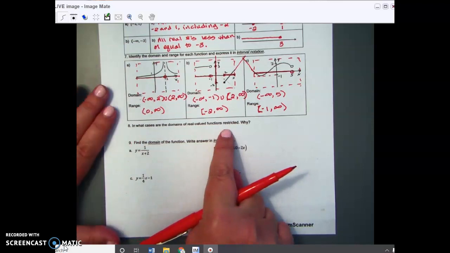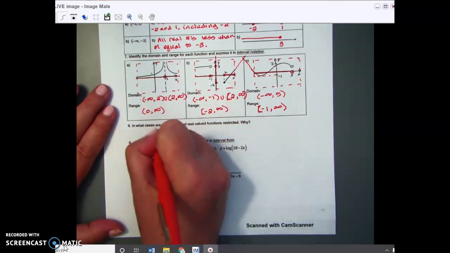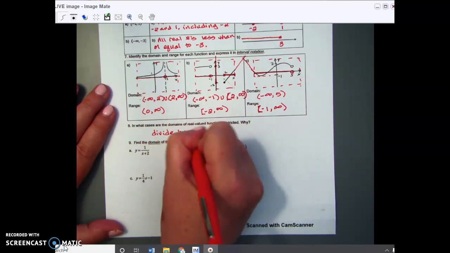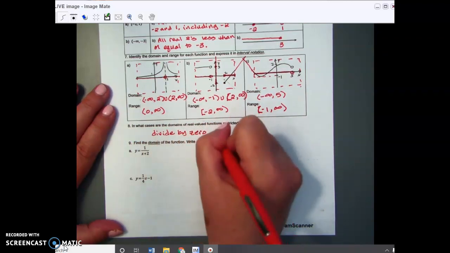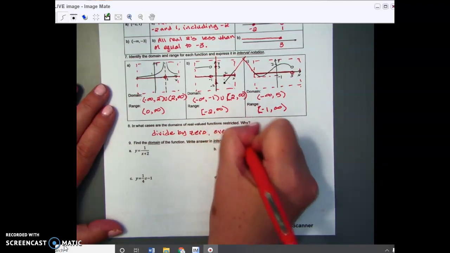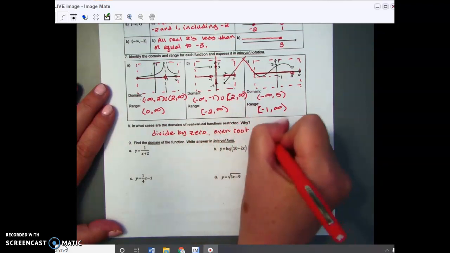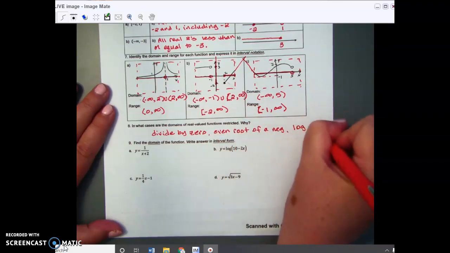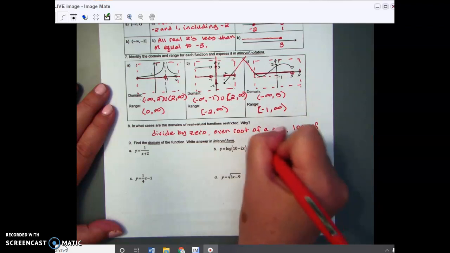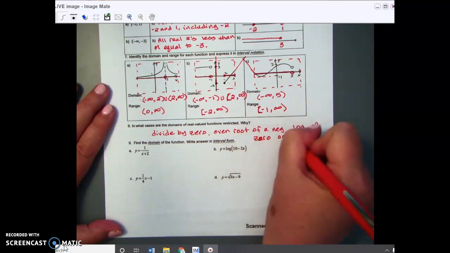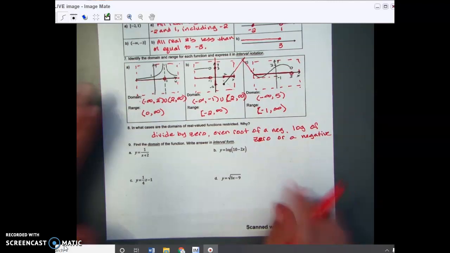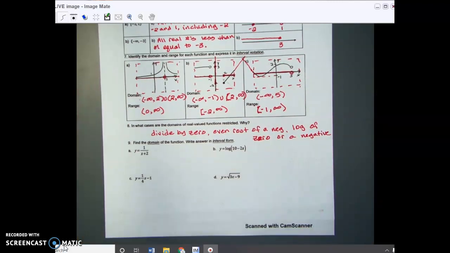Okay. So then taking a look at question number 8, it says, in what cases are domains of real valued functions restricted? And so that's when we could possibly divide by 0, when we take the even root of a negative, or when we take the log of 0 or a negative. And the reason is that real numbers are not closed under those values.